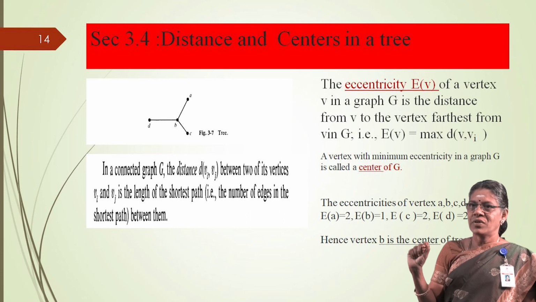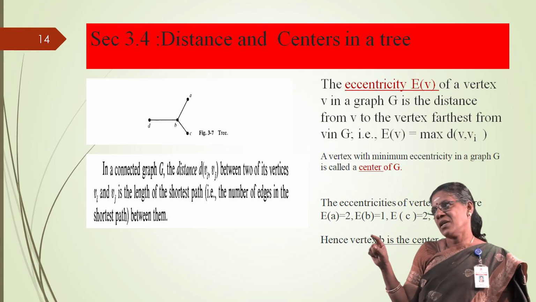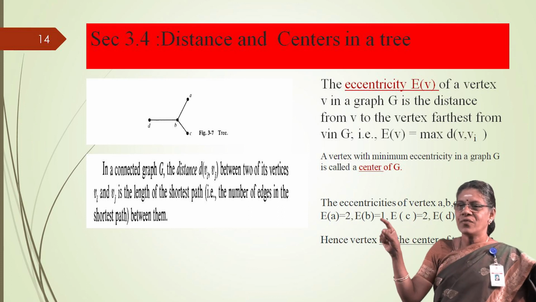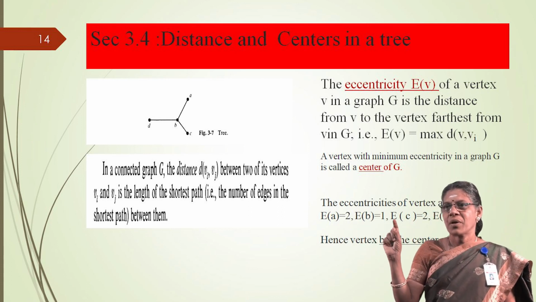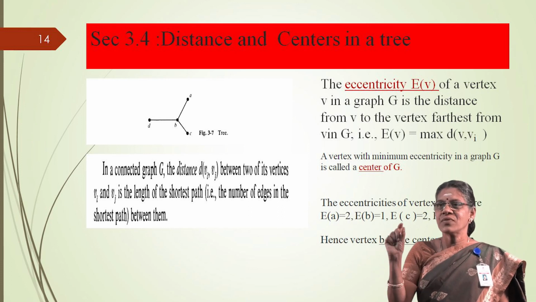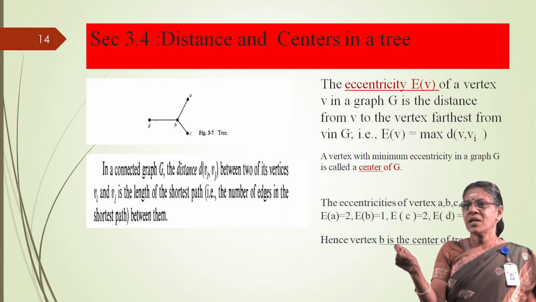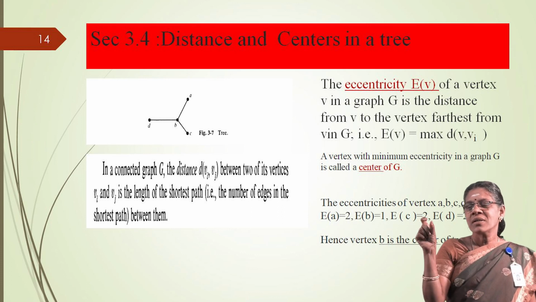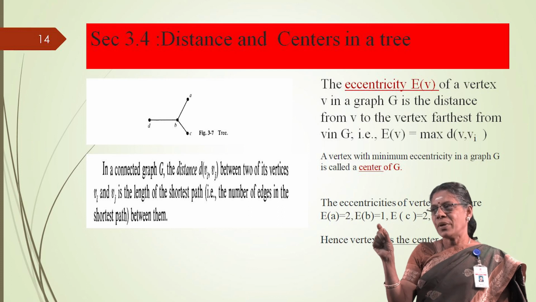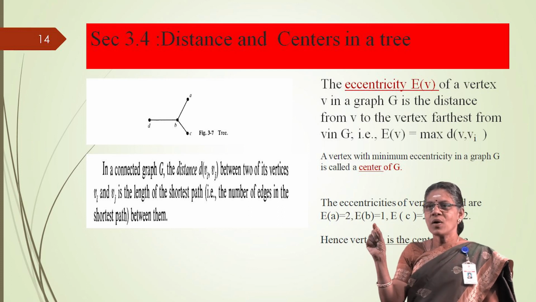Distance farthest from the V in G. That is, E of V equals the maximum of D of V comma Vj. So a vertex with the minimum eccentricity in a graph G is called the center of G. So what is the center of G? The vertex with the minimum eccentricity is called the center of G.